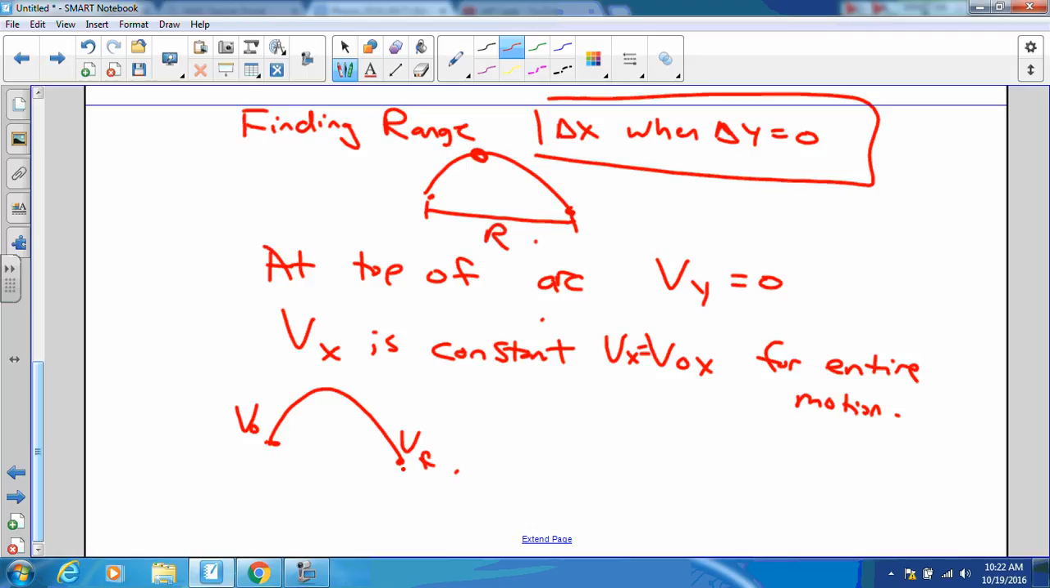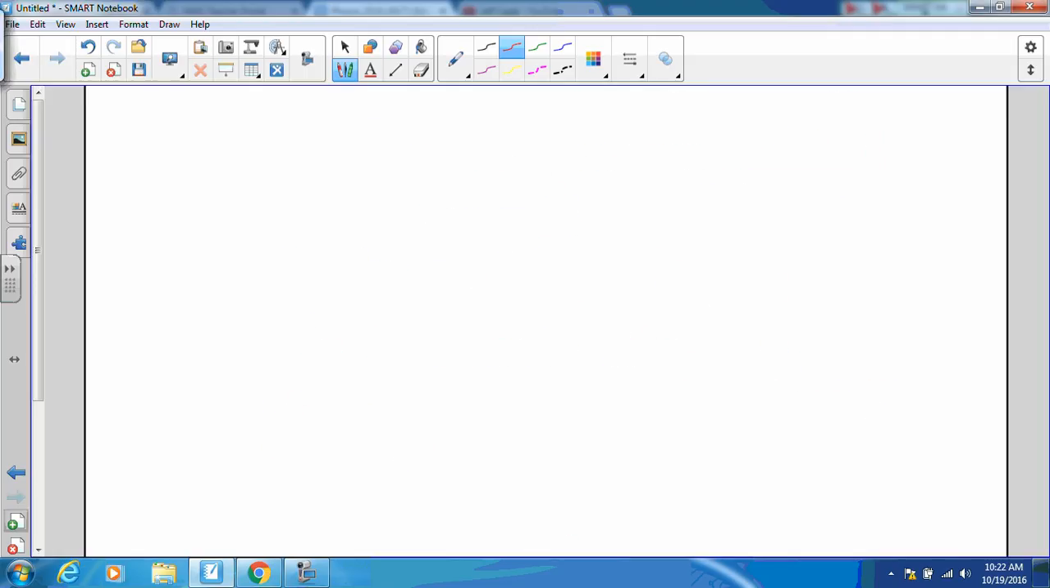The x velocity is constant, v0x, for the entire motion. I think that covers the projectiles. The only other thing that we did was motion in two dimensions, generally speaking. Projectiles was the most common case of that. The other thing that we talked about was relative velocity.